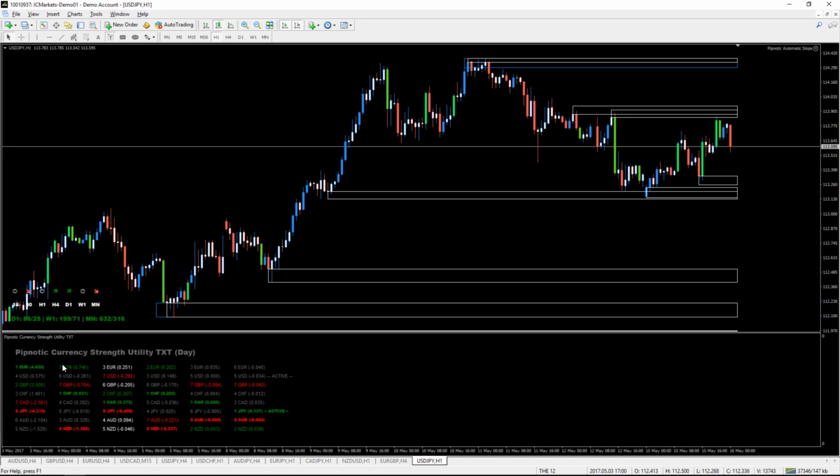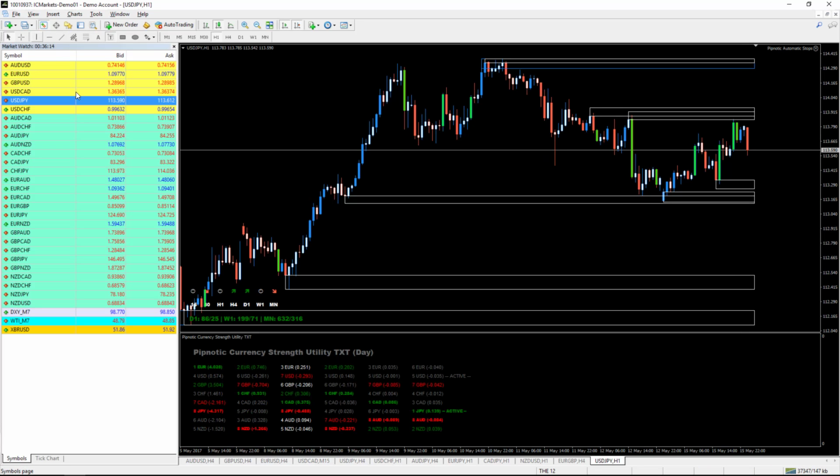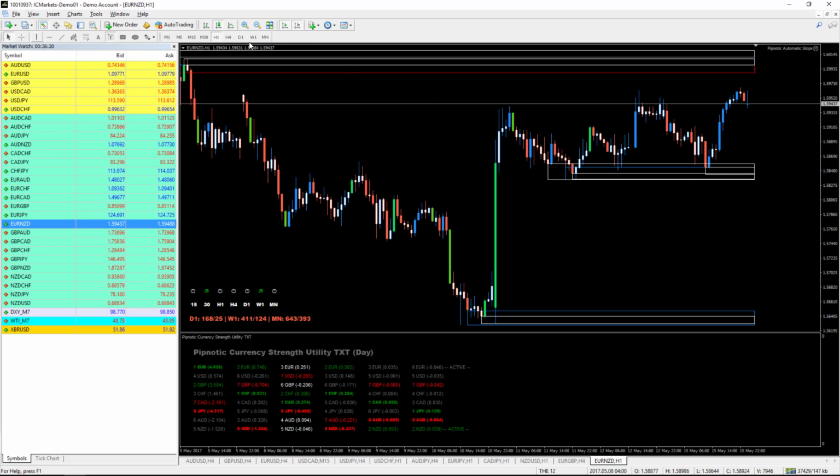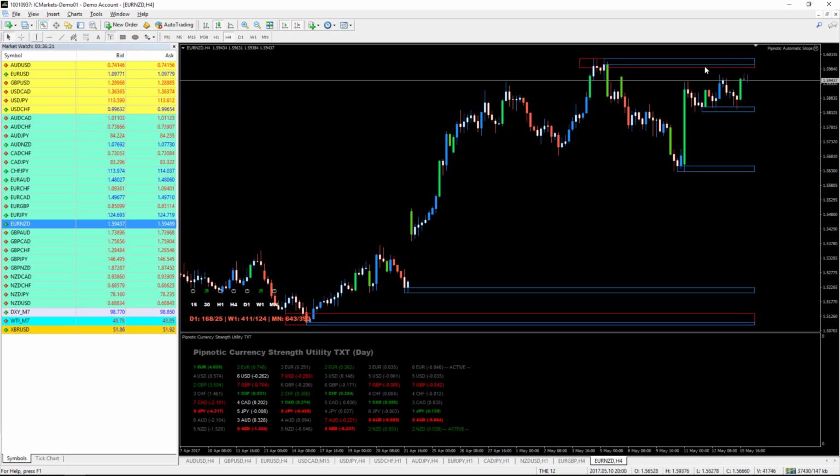You can see here the euro is being bought, and we have a weak yen and a weak Kiwi. This is not a perfect reading, but just for the sake of example, we'll grab it. So the euro Kiwi, which is just here. So this pair should be moving higher, which it is. And so ideally, you just want to look for a place to buy.